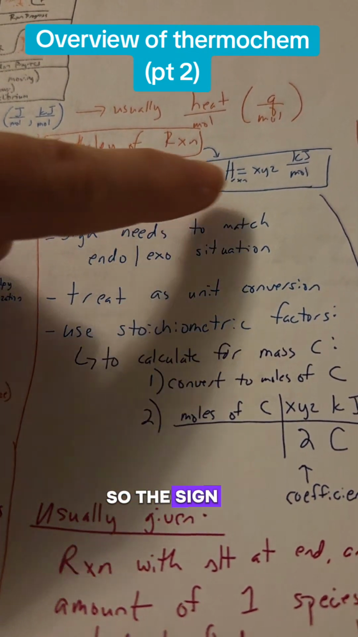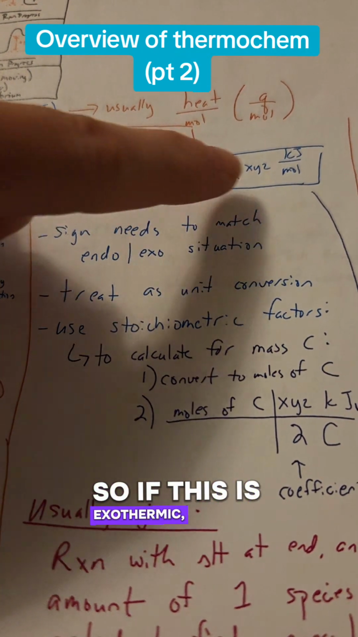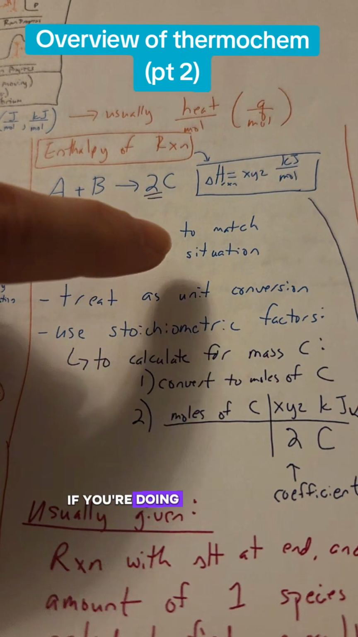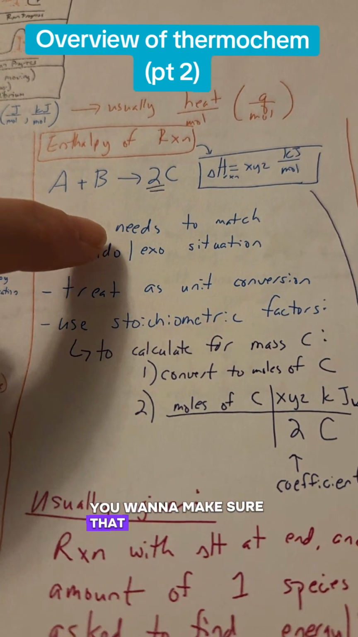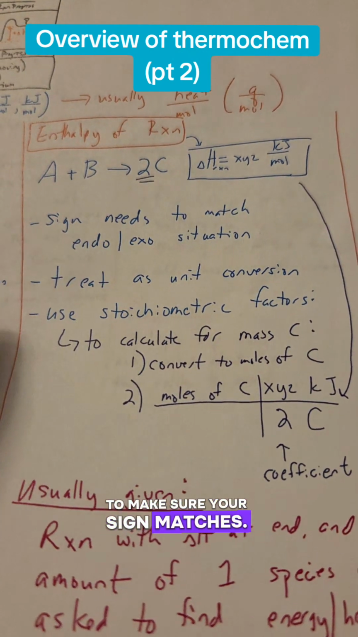So the sign of this matches your endo and exo situation. If this is exothermic, that will be negative. If this is endothermic, that will be positive. If you're doing calculations with enthalpy, you want to make sure that you always think, if you are given information about endothermic and exothermic, to make sure your sign matches.